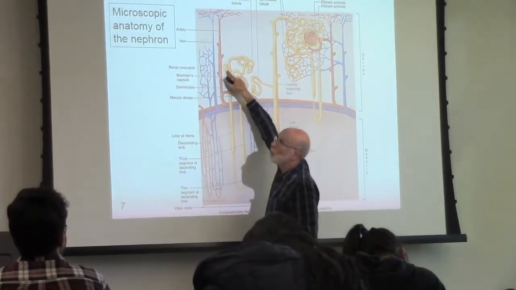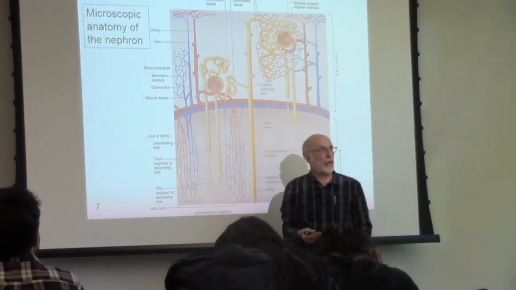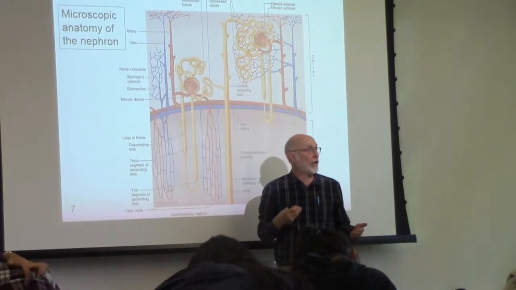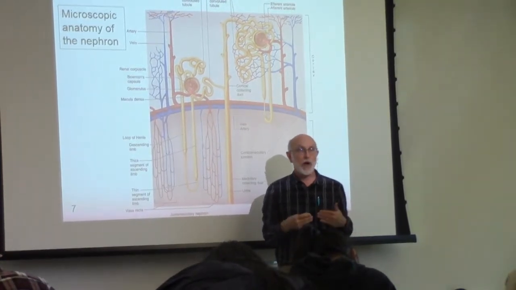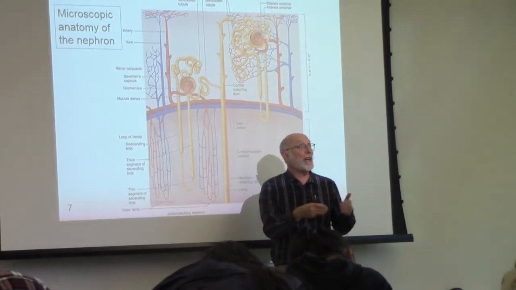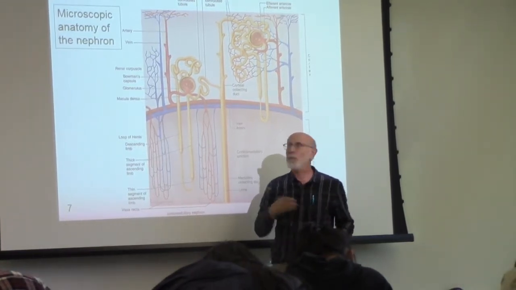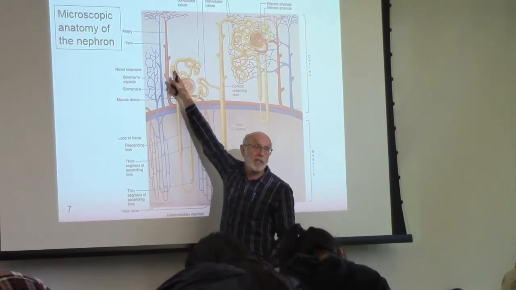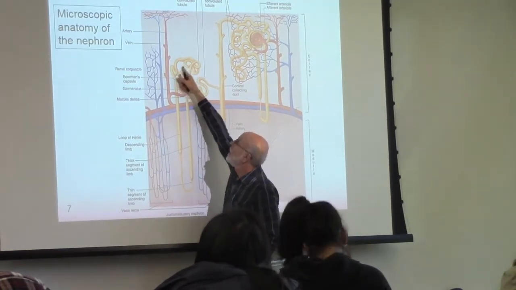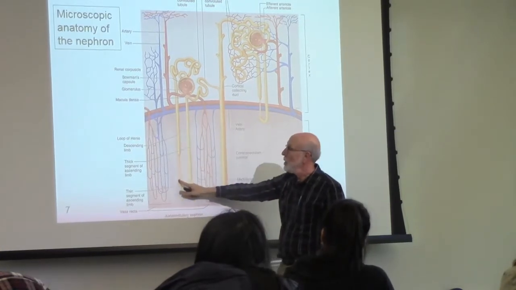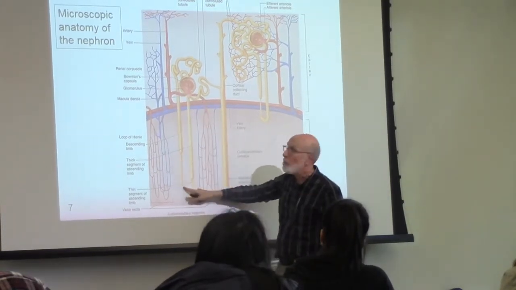So then the proximal tubule processes the urinary fluid and starts to recover the things that need to be recovered. The water, the glucose, the salts. The reclamation process, the recovery process, starts in the proximal tubule right away. Then the proximal tubule gives rise to the loop of Henle.